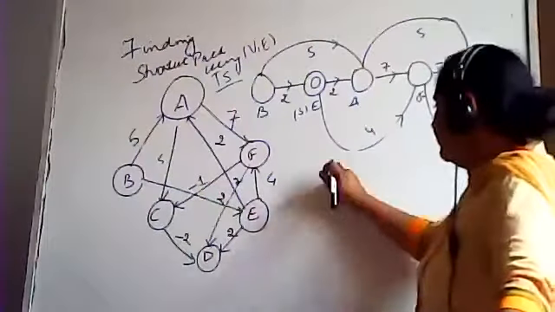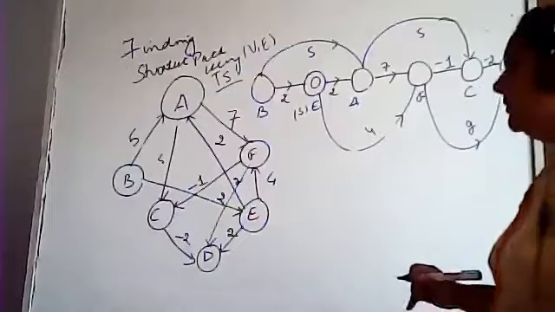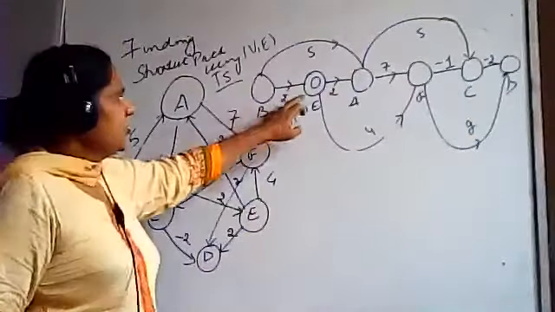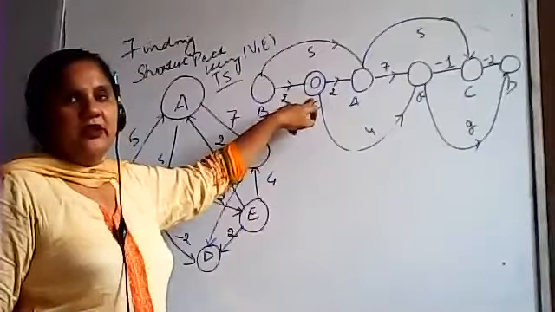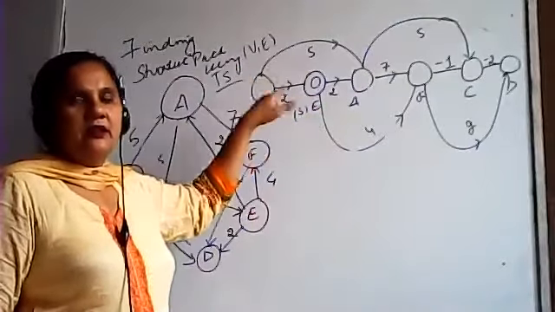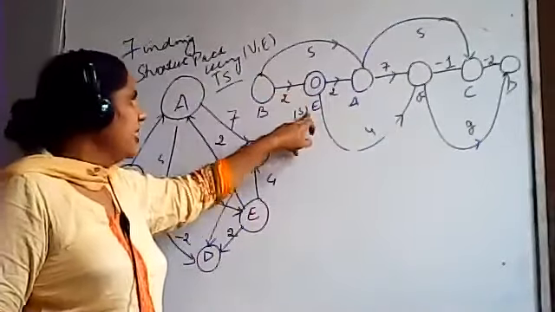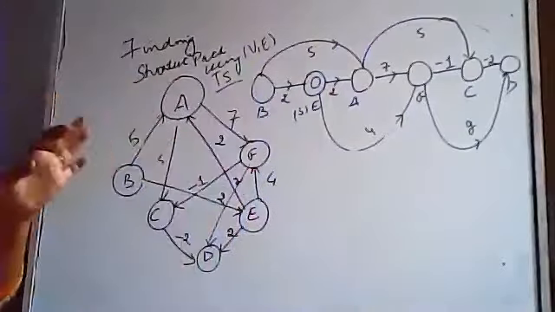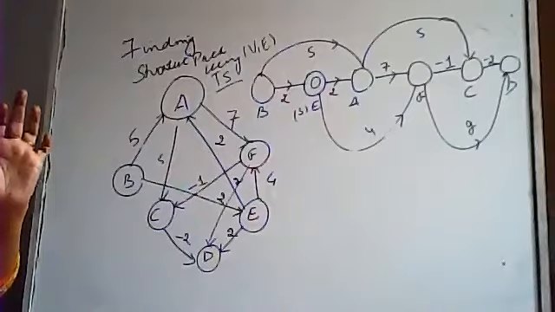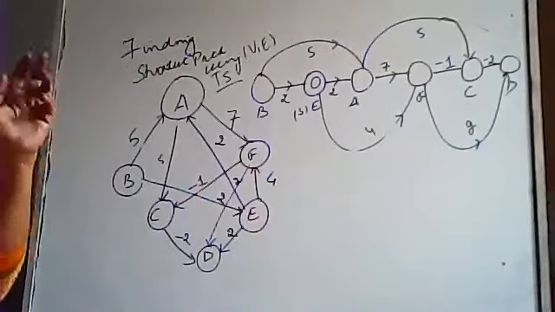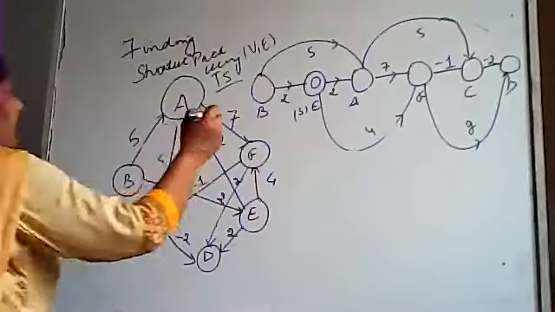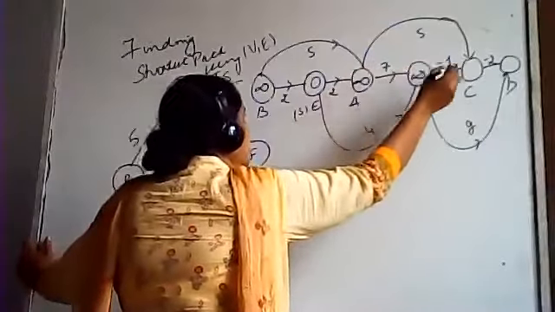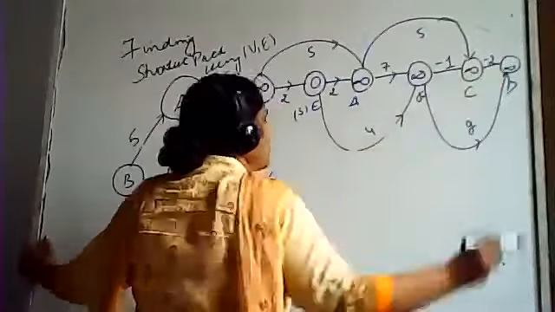So now how do we solve this? First of all, you will start with E. Why E? Because B has no incoming edge, so we cannot start from B. One edge is required in order to start. So we will put infinity on all of these. We assume E as source.